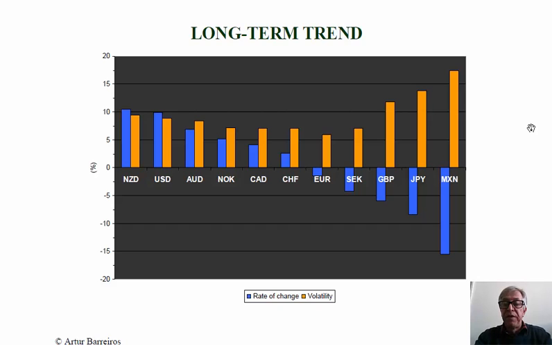The long-term trend is modeled considering Brownian motions, which we characterize by defining the relative rate of change of the prices and the volatility. And this figure presents these 2 parameters. In blue, we have the relative rate of change of the indexes and in orange we have the volatility. Among those that are growing the most, we have the US dollar and three other Anglo-Saxon currencies. Among those with the negative rate are the Mexican peso, the Japanese yen, and the British pound. And these are also the currencies with greater volatility.